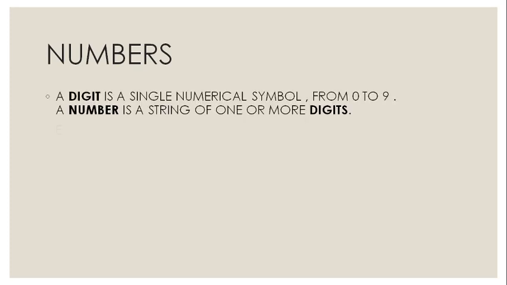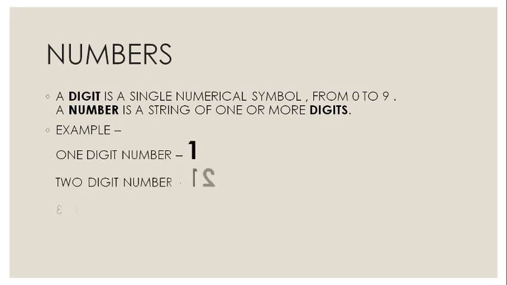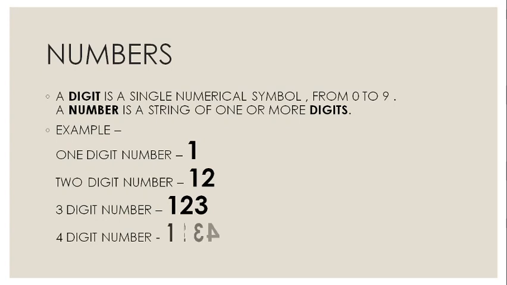Now let's see the difference and the relation between number and digit. What do you understand by numbers? A digit is a single numerical symbol from 0 to 9, which we have already discussed: 0, 1, 2, 3, 4, 5, 6, 7, 8 and 9. And a number is a string of one or more digits. It means when one or more digits combine in a systematic manner, they form a number.